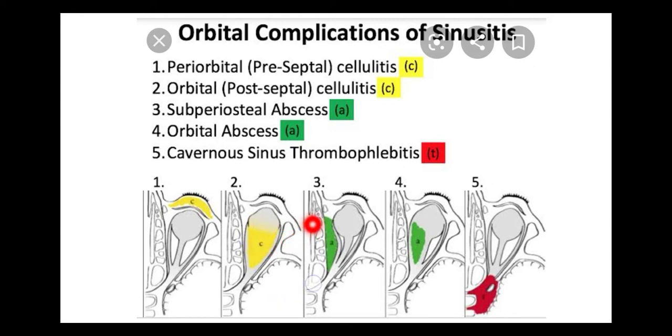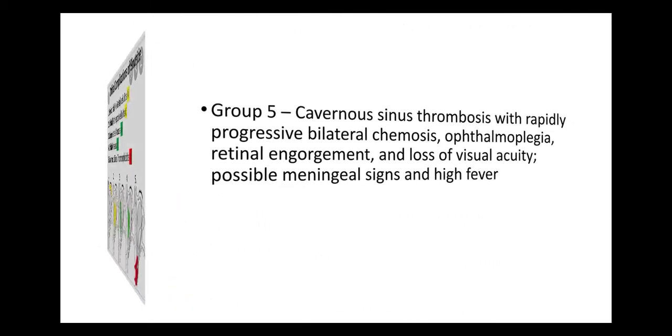3, beneath the periosteum, the subperiosteal abscess. 4, abscess within the orbit, orbital abscess. And lastly, cavernous sinus thrombophlebitis. I repeat again, group 1, preseptal, group 2, postseptal, group 3, subperiosteal, group 4, orbital, and finally group 5, cavernous sinus thrombophlebitis. Now what is group 5?